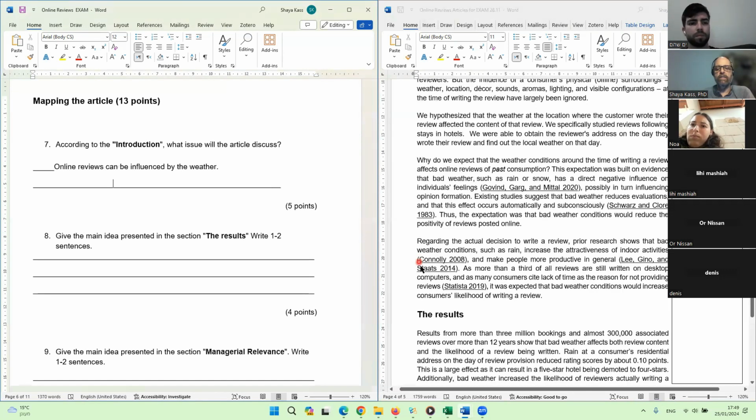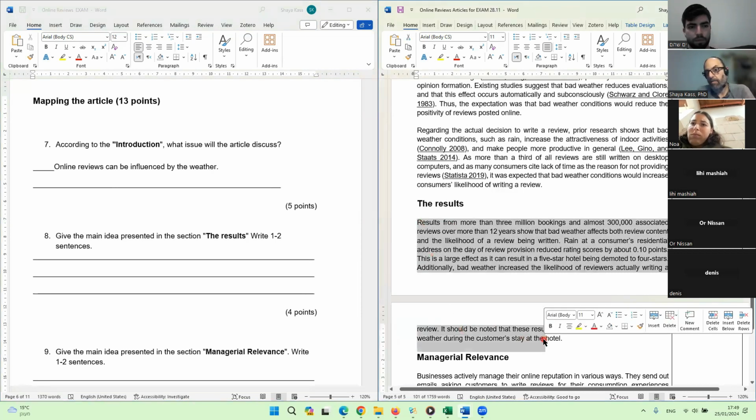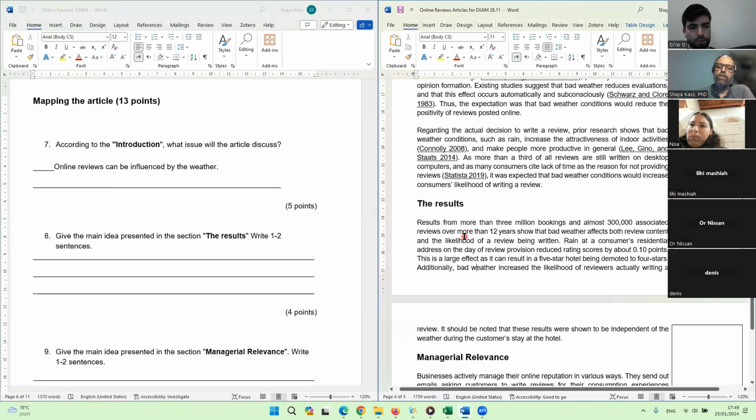The main section of the results. Well, this is only one paragraph. Because it's only one paragraph, I'm going to read the whole thing. Results from more than 3 million bookings and almost 300,000 associated reviews over more than 12 years shows that bad weather affects both review content and the likelihood of a review being written. Rain at a consumer's residential address on the day of review provision reduced rating scores by about 0.1 points. This is a large effect as it can result in a 5-star hotel being demoted to 4 stars.